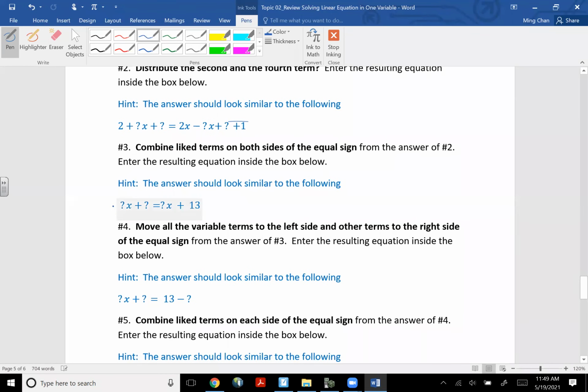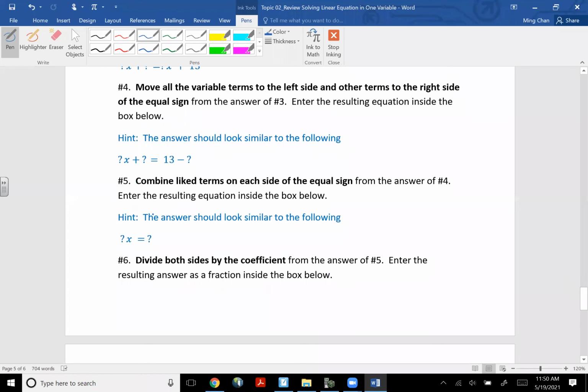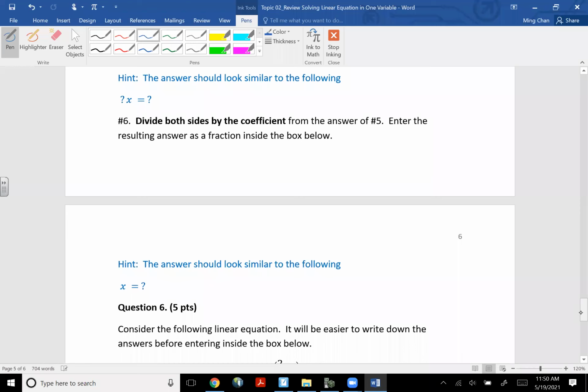You see I have variable terms on both sides. So for number 4, move all the variable terms to the left side, and move everything else to the right side. Apparently, whatever the answer is for number 3, the bigger side is the left side for the variable term. Once you move them, combine like terms on each side again, so you just end up with 2 terms. Step number 6, divide both sides by the coefficient, and tell me what the answer is. Make sure you write x equals whatever the answer is.